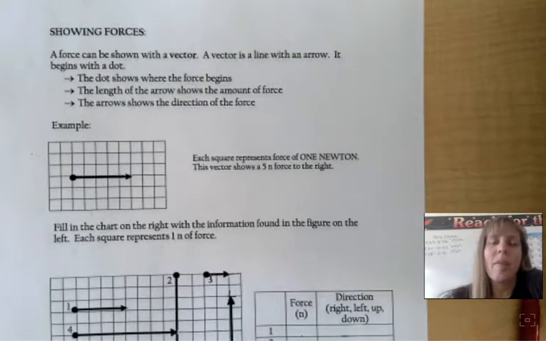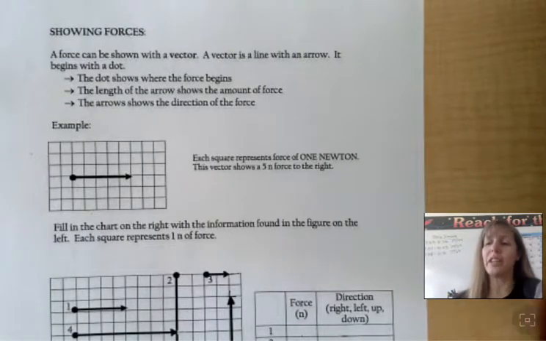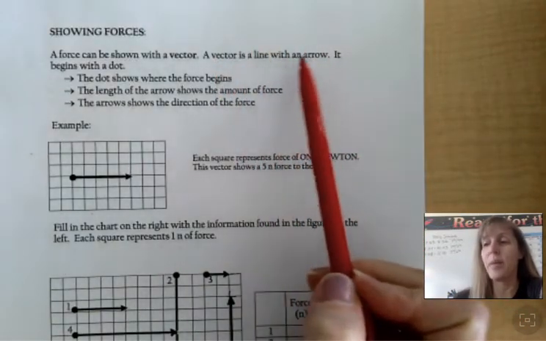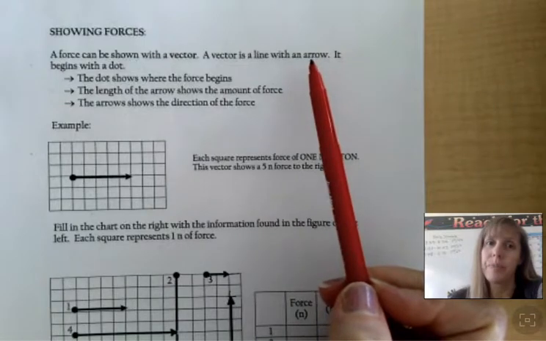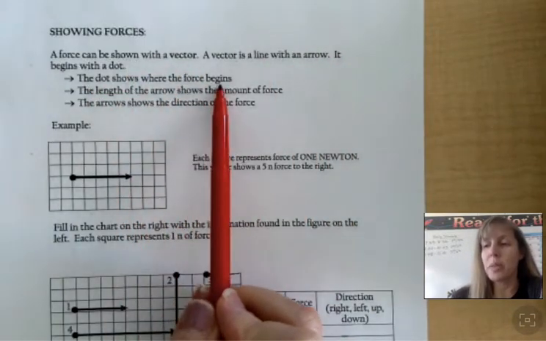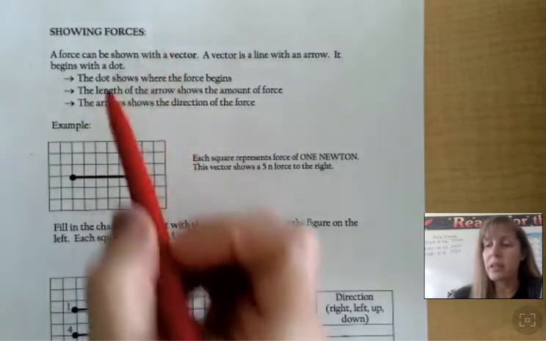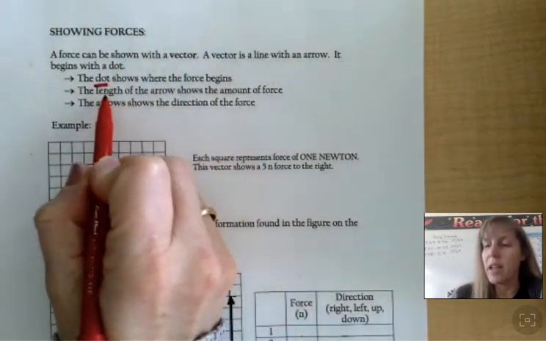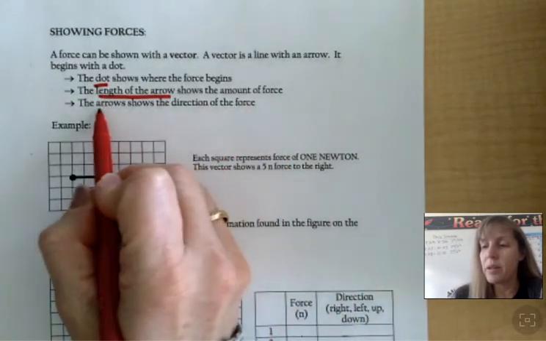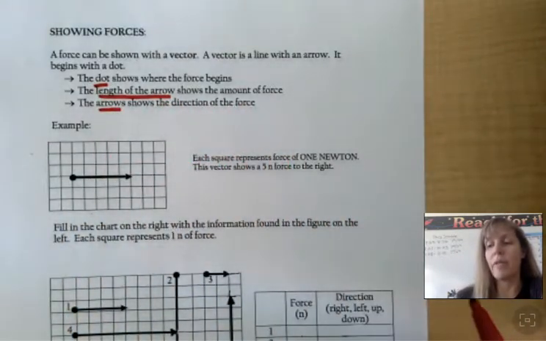Today we're going to talk about how we can use a vector to actually show a force. Little did you know, we've been doing this all along. A vector simply is a way to show a force, and a vector is a line with an arrow. It begins with a dot, so the dot shows where the force begins. The length of the arrow shows the amount of force, and the arrow shows the direction of the force.